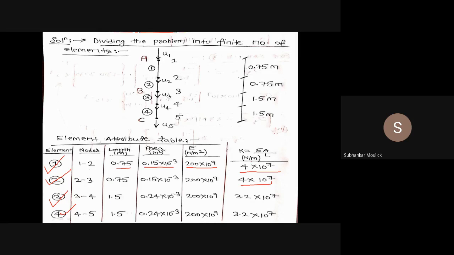If I talk about element number 3, E is how much? E is this value. A is how much? A means area A3. This is your area A3. And L is how much? L is this. So the stiffness for elements 3 and 4 is coming out to be 3.2 into 10 to the power 7 Newton per meter. And for elements 1 and 2, it is coming out to be 4 into 10 to the power 7 Newton per meter. With this, the element attribute table is completed.